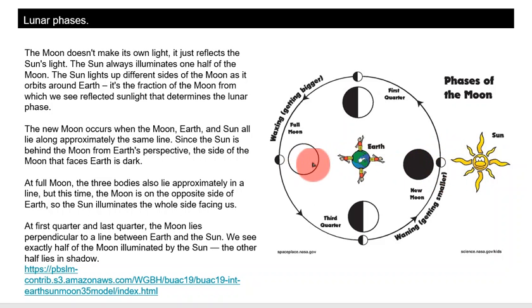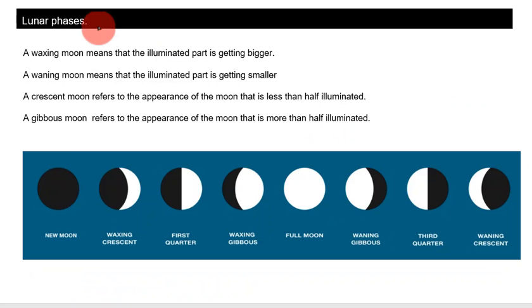And then here in full moon, imagine this is the sun, the light is traveling from the sun, hitting the surface of the moon, and then that surface is pointing down towards the Earth, and what we see on the Earth then is this full moon. And these are the lunar phases. So a waxing moon means that the illuminated part is getting bigger.